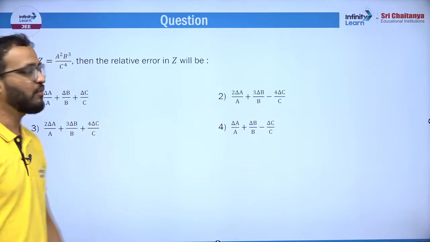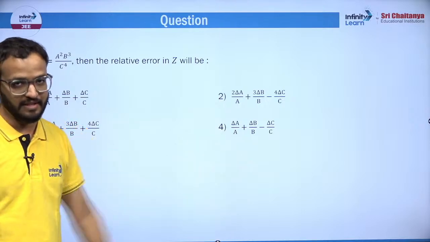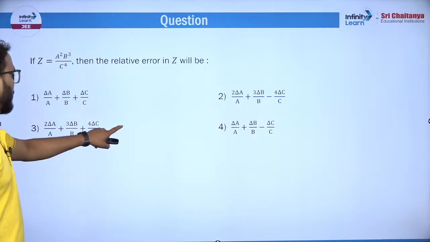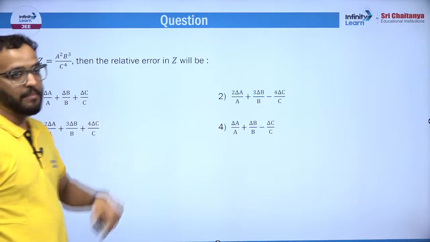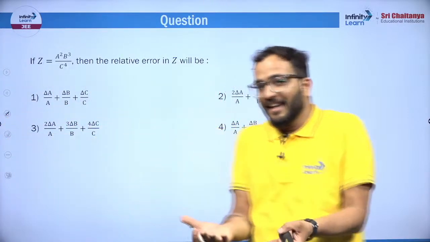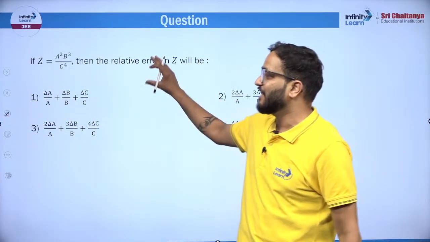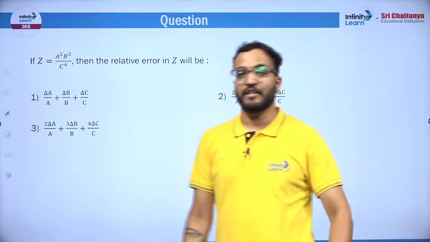45 minutes are way more than enough for this paper to solve in the examination time. Anyways, the very first question, as you can see, is an easier one, and it comes from the chapter errors, which we generally ignore, and yet it is very important.